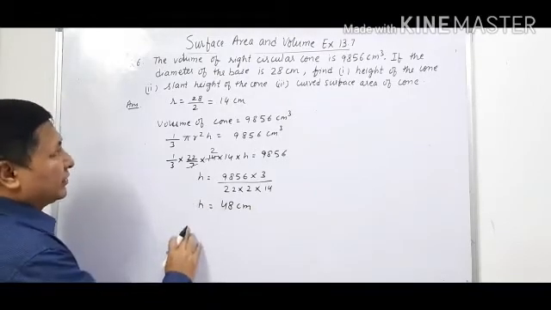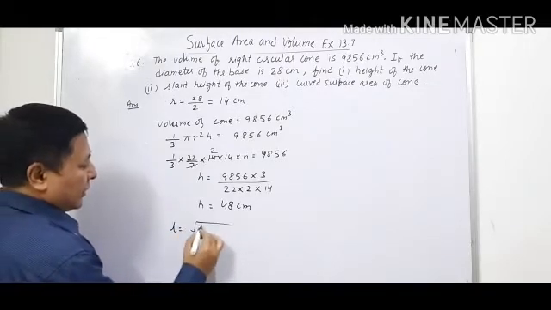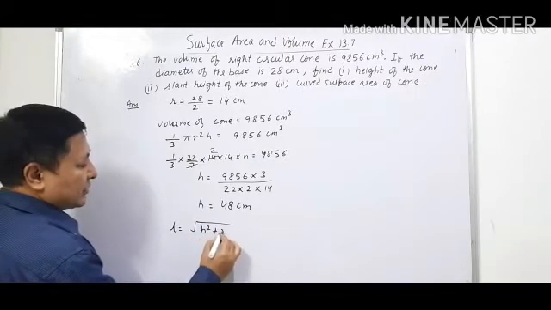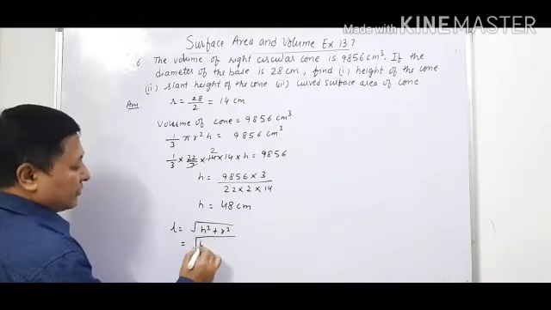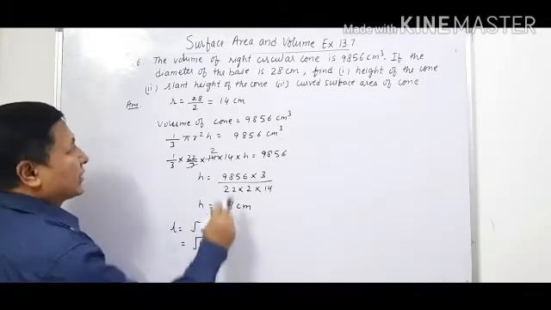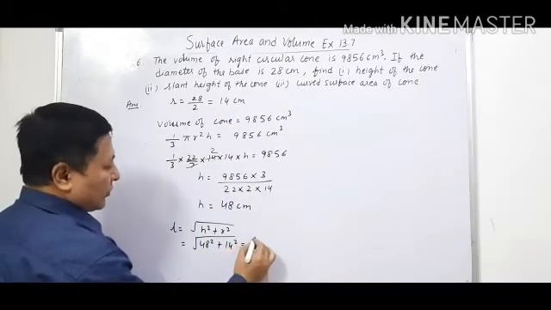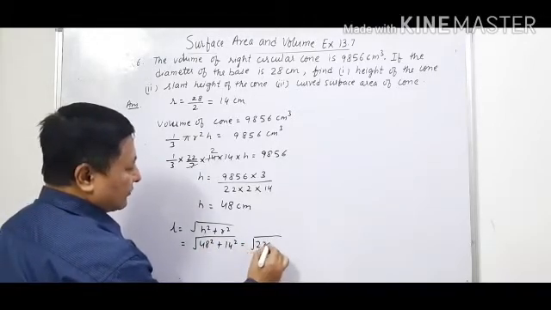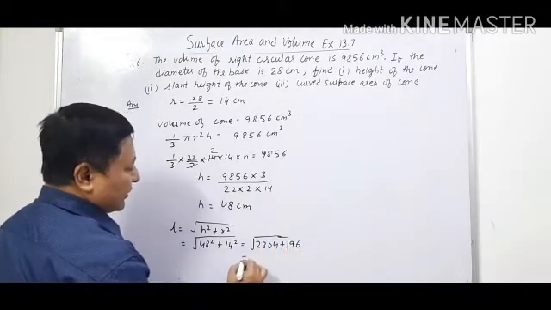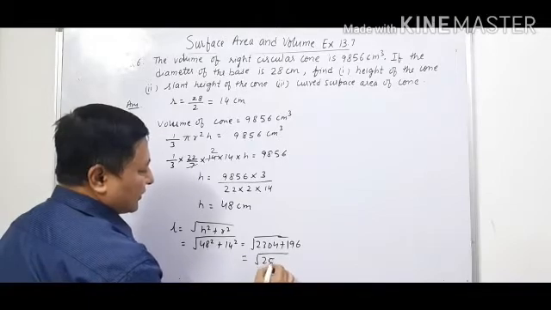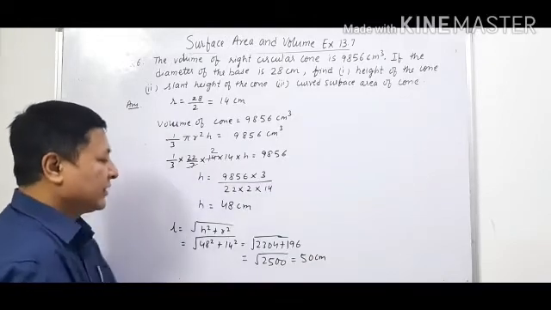Now we have to find the slant height, that is given by the formula L is equal to square root of h square plus r square. So h is 48 that we have calculated, 48 square plus r square, radius is 14 square, that will be equal to 48 square is 2304 plus 14 square is 196. When we add, this will become 2500, that will be equal to 50 centimeter. The root of 2500 is 50 centimeter.